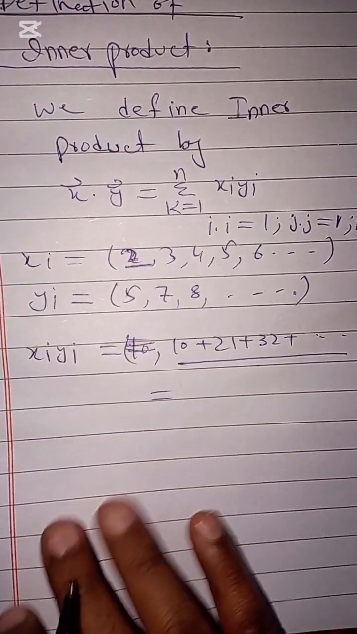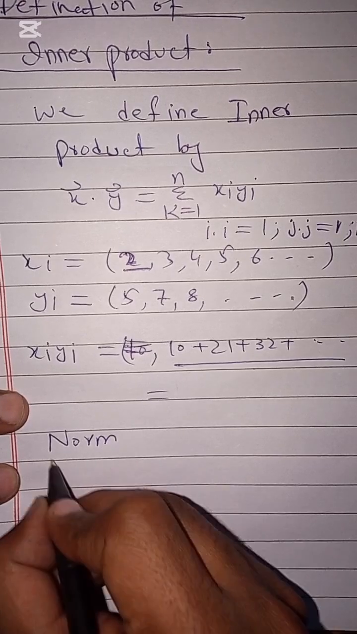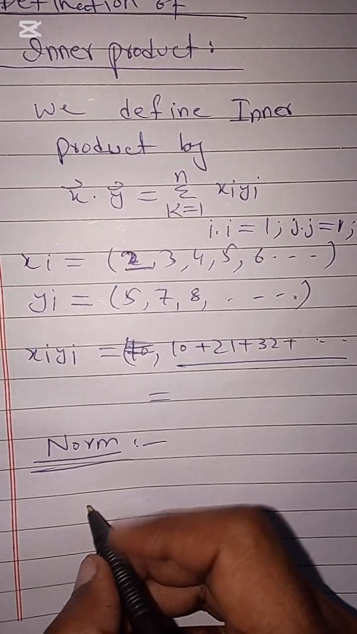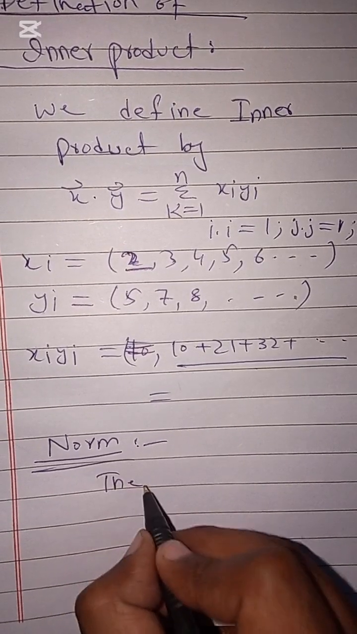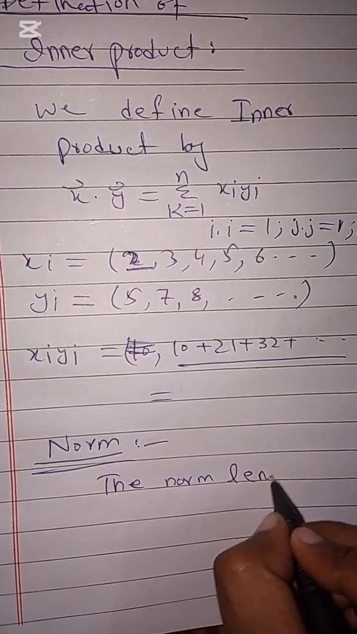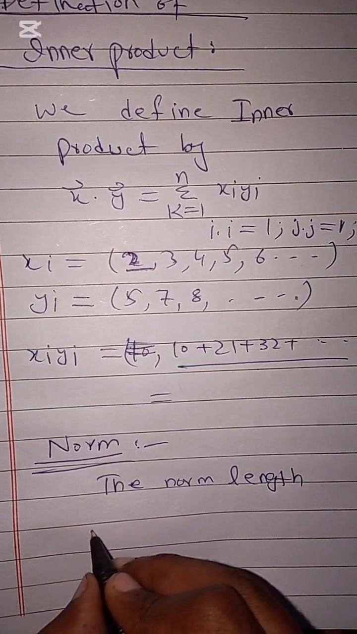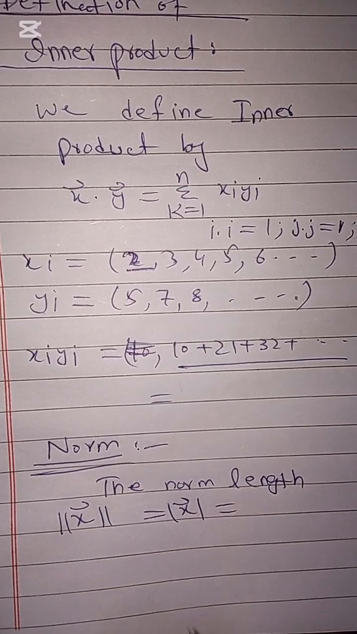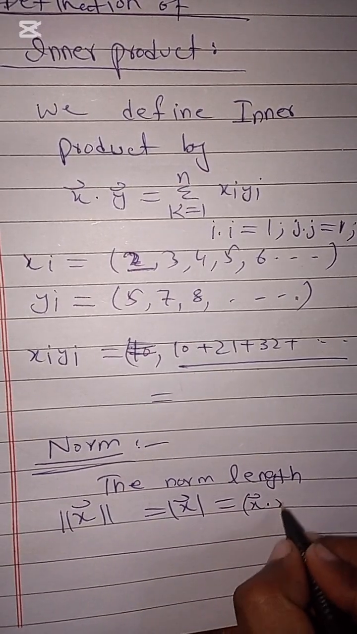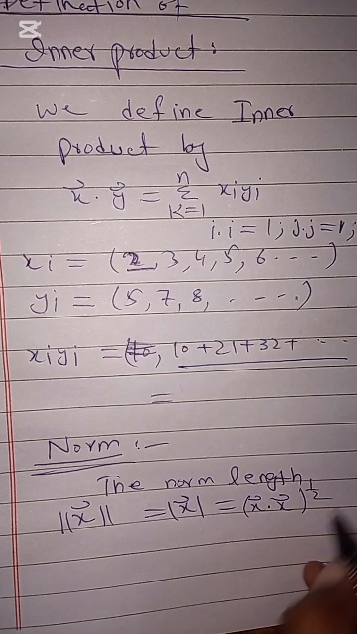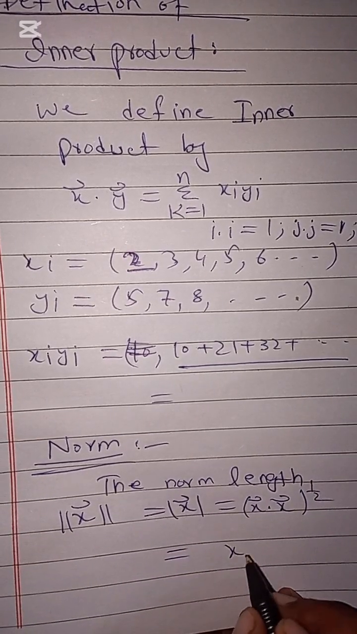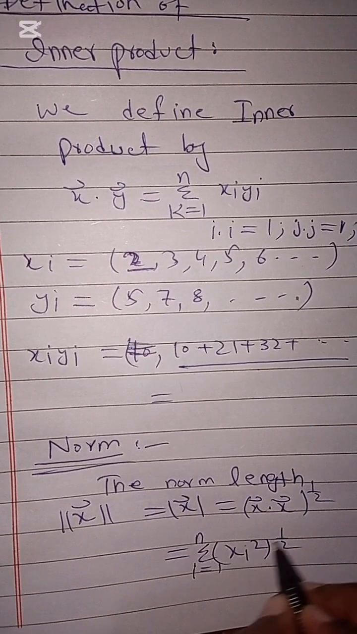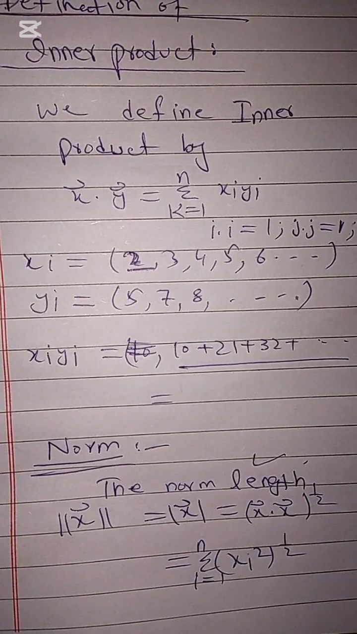And we can define another thing that is called the norm. The norm means if we multiply the same vector with itself, we get the norm, the length. It is denoted by double mod x, which equals (x dot x) to the power 1/2, so this will be (sum of x_i squared) to the power 1/2. If we multiply the same vector, then this is also called the norm. That is actually the length.